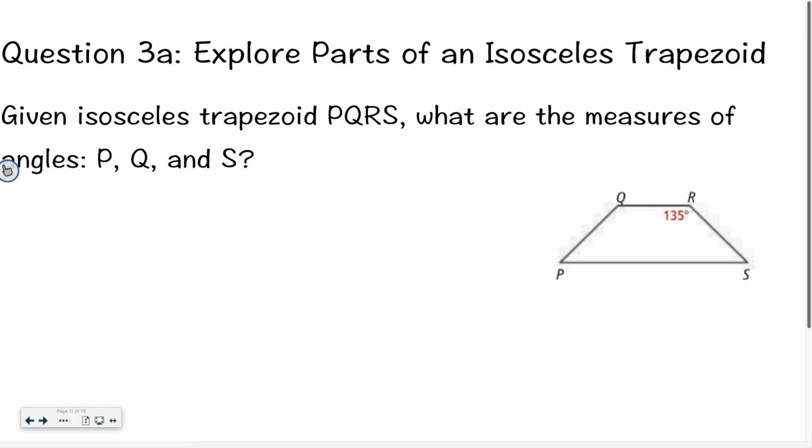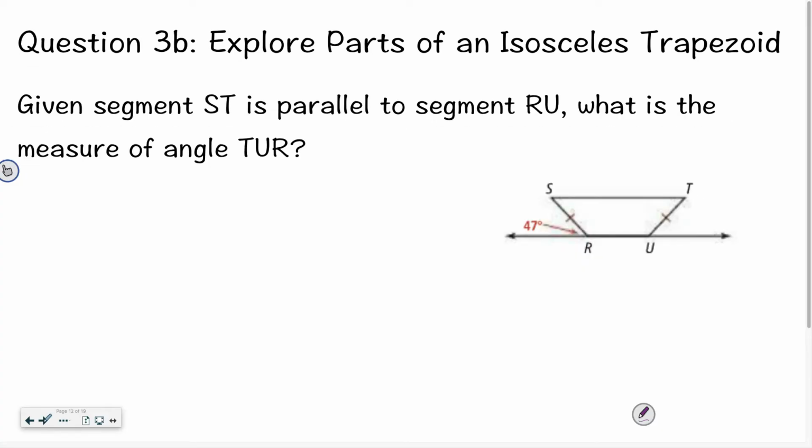Okay, why don't you go ahead and explore the parts on this isosceles trapezoid and figure out what the measures of angle P, Q, and S are. Good luck. Hopefully you got 135 degrees for Q, and then you got 45 degrees for P and 45 degrees for S. Go ahead and solve this other problem on your own. Good luck.